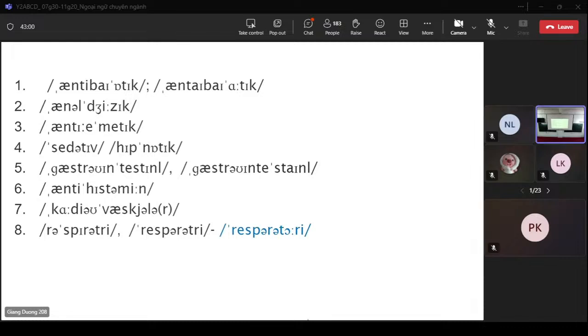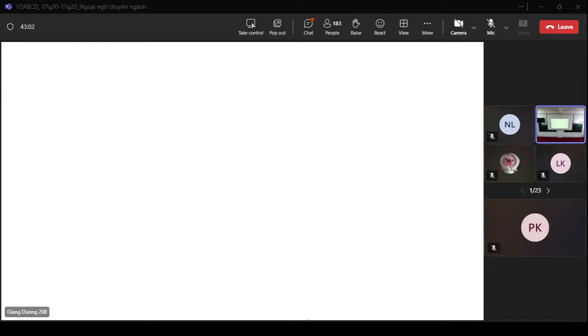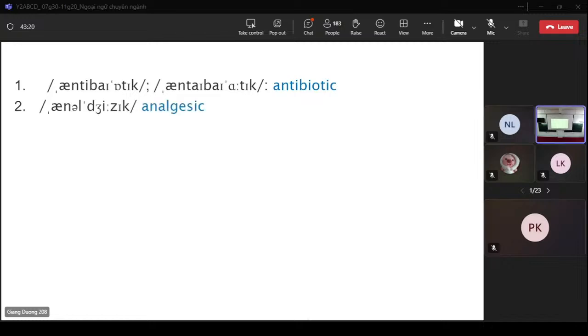All right, now I'm showing you the answer key. For this word, we can pronounce it anti or anti, antibiotic or antibiotic. Okay. And number 2, analgesic. Analgesic is a kind of painkiller. Panadol, paracetamol. Okay.